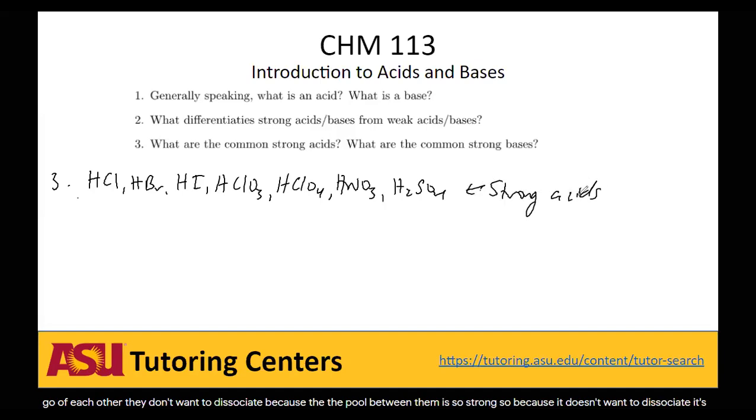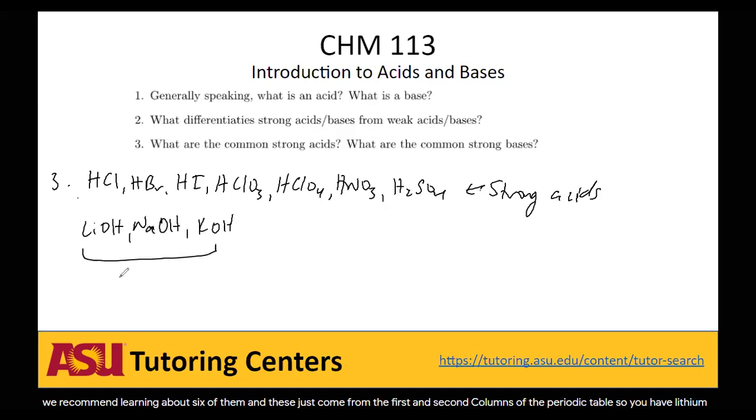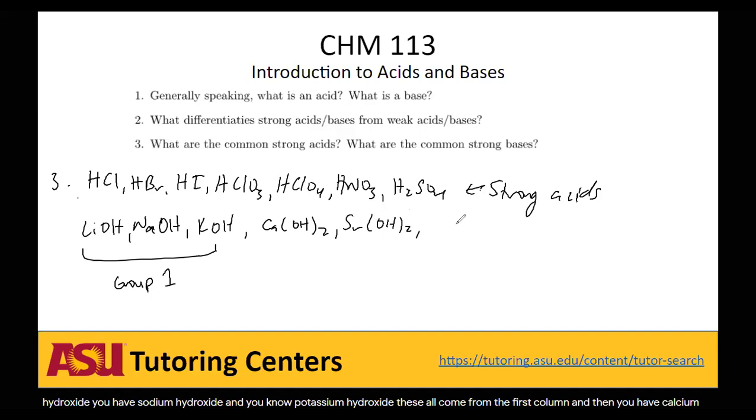As for strong bases, we recommend learning about 6 of them. And these just come from the first and second columns of the periodic table. So you have lithium hydroxide, you have sodium hydroxide, and you have potassium hydroxide. These all come from the first column. And then you have calcium hydroxide, strontium hydroxide, and barium hydroxide. And these all come from the second group of the periodic table. So those are the strong bases you would want to know.